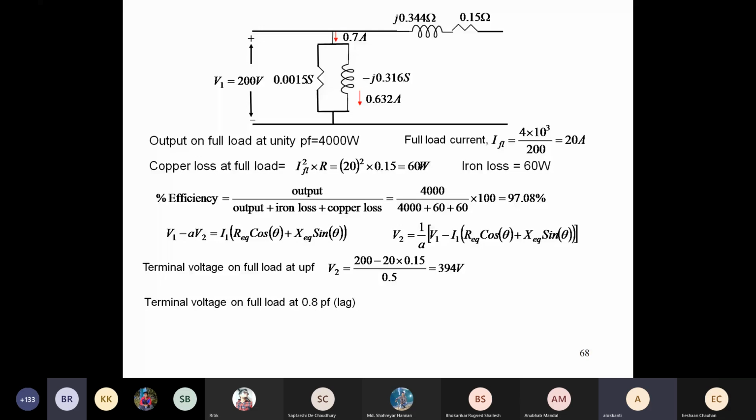So 386.95. Yeah, it can be there, but my computer is just hanging. Find out for the next part, 0.4, 0.8 lagging, leading.